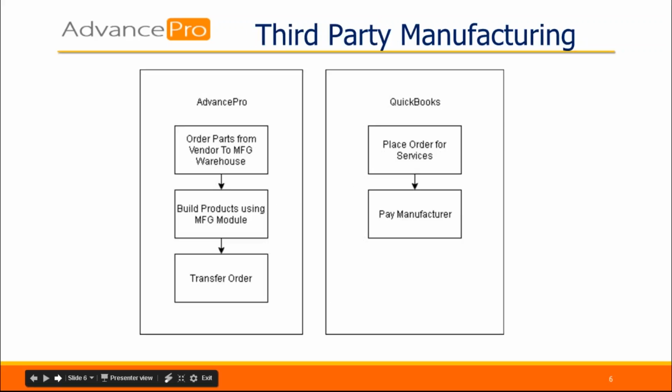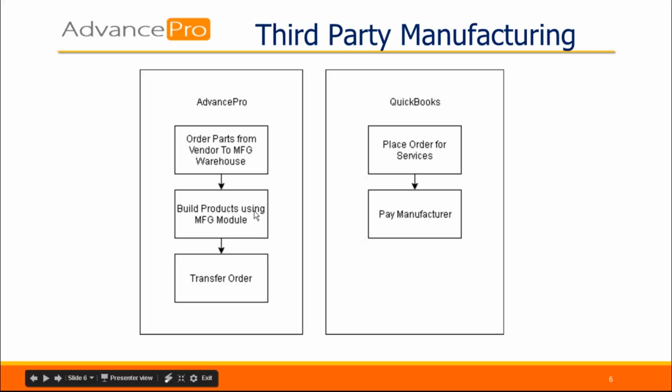Now the next area we want to address is third-party manufacturing, and this specifically applies only if you're concerned with tracking your component items as far as the QuickBooks platform and working with AdvancePro. If you're not concerned with components, you can just run your third-party manufacturing through a vendor purchase order using that standard general workflow. But if you are concerned with tracking your components, bring in your components from a vendor to maybe a manufacturing warehouse. That extra warehouse is optional, but it can help you track where your components are and where your finished goods are.